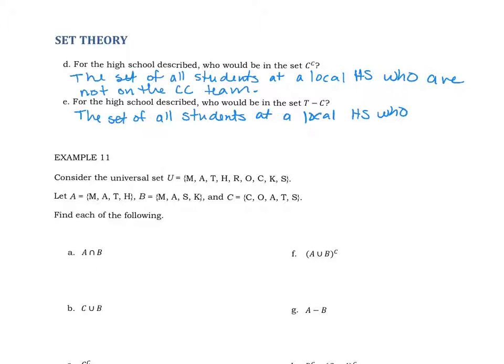And then E, for the high school, describe who would be in the set difference of T and C. So looking at your definition, they would be in that first set, and not in the second one. So the set of all students at a local high school who are on the track team and are not on the cross-country team.